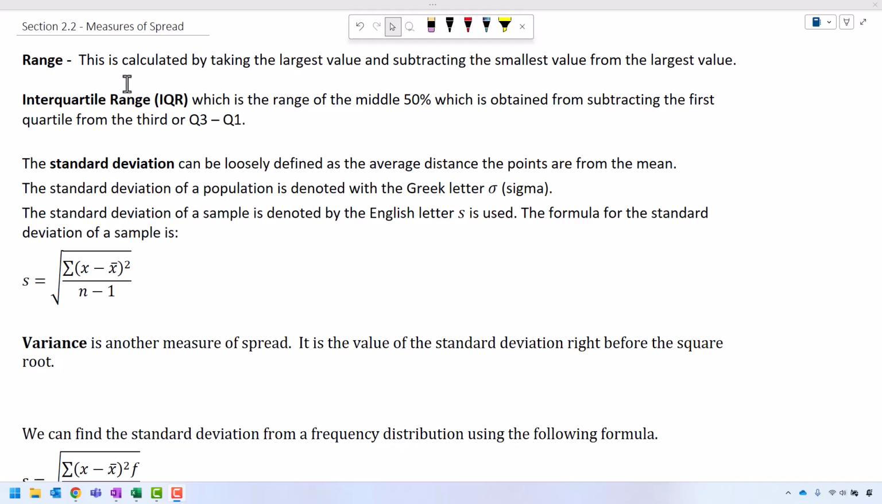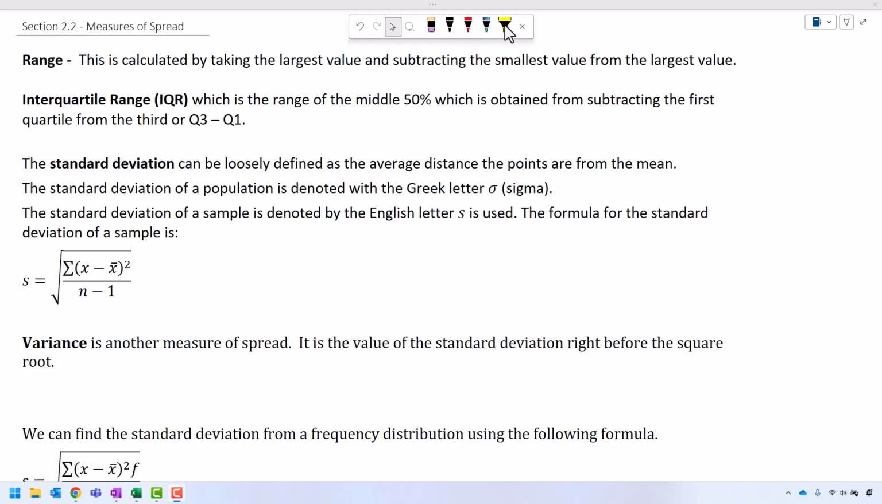Then we have the interquartile range, abbreviated to IQR. And this just tells us where the middle 50% of our data is. We've worked with quartiles before, so we do quartile 3 minus quartile 1, and it is that value there. Again, the range and the interquartile range are values. Then we get to the standard deviation, where things get a little bit crazy. The standard deviation is sort of just that average distance, about how far each point is away from the mean.